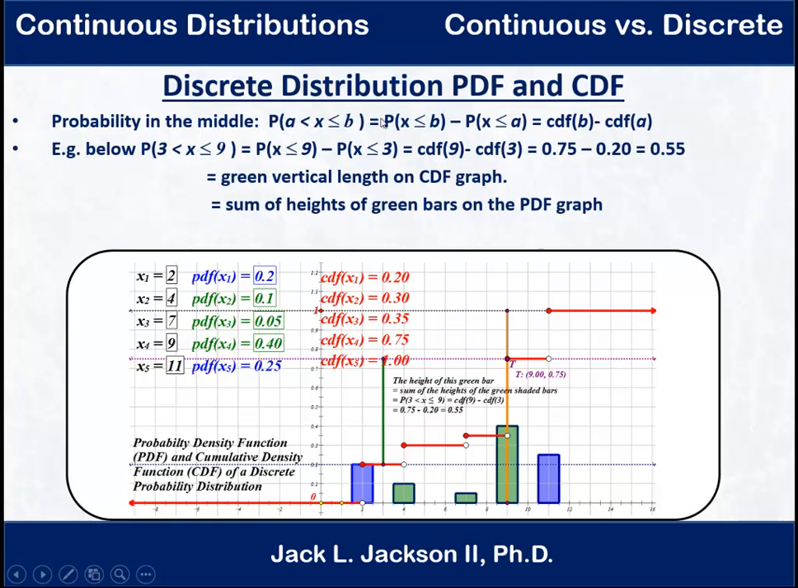Well, this probability that X is less than or equal to B is CDF of B. Probability that X is less than or equal to A is CDF of A. So we're doing the difference in those two CDFs.